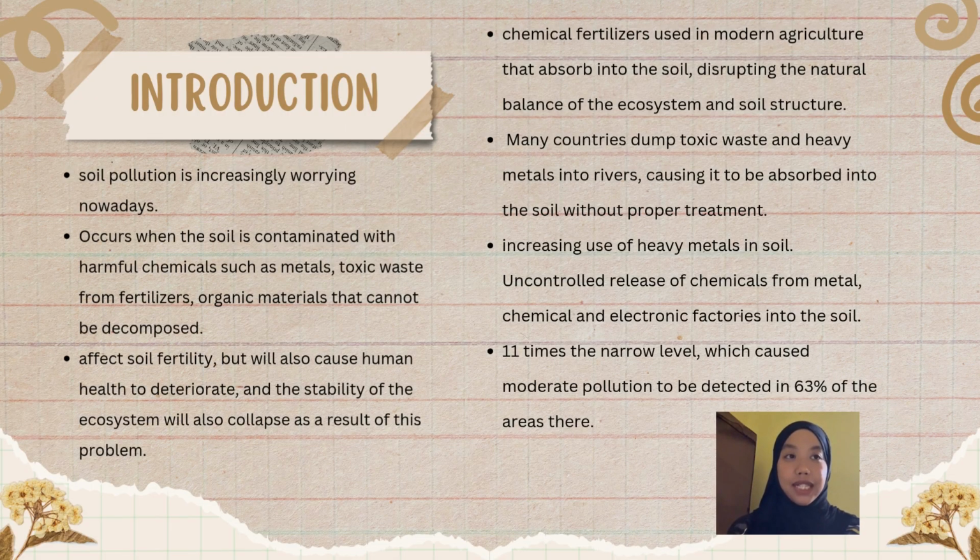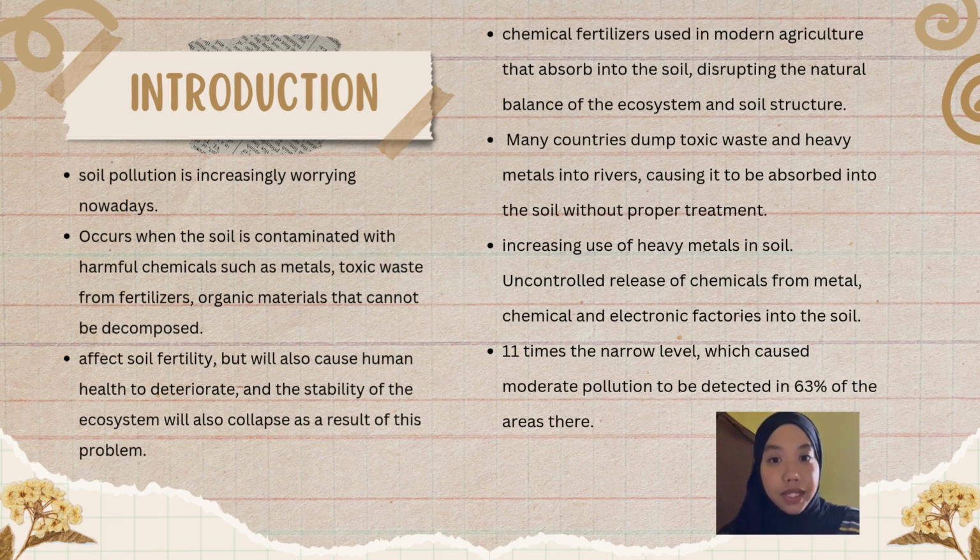Introduction. Soil pollution is increasingly worrying nowadays. This occurs when the soil is contaminated with harmful chemicals such as metals, toxic waste from fertilizer, and organic material that cannot be decomposed. It will affect soil fertility, cause human health to deteriorate, and the stability of the ecosystem will also collapse as a result of the problem. From soil pollution, chemical fertilizer used in modern agriculture is absorbed into the soil, disrupting the natural balance of the ecosystem and soil structure.